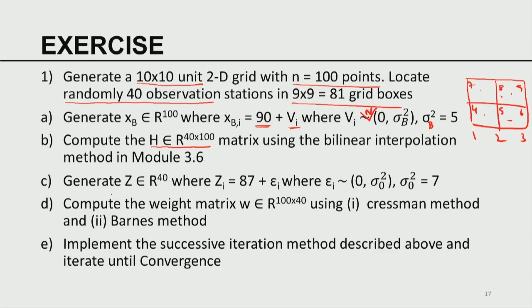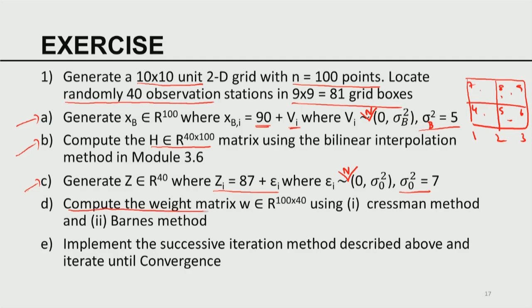So here we have generated the background, and here we generate H. Now I am going to generate observations. Observations are generated by this equation again. This is again normal. The observational covariance is different from the background covariance. So I have all the components now: I have H, I have XB, I have Z.